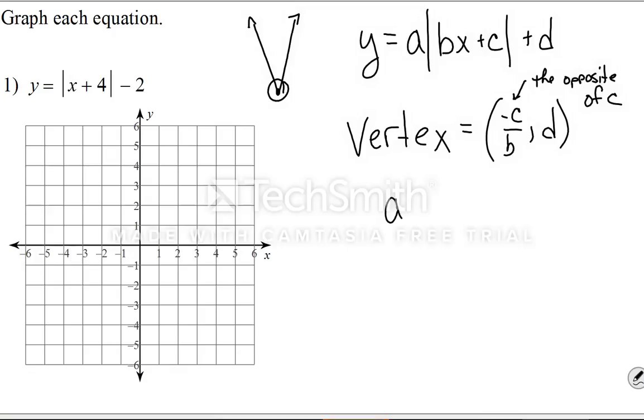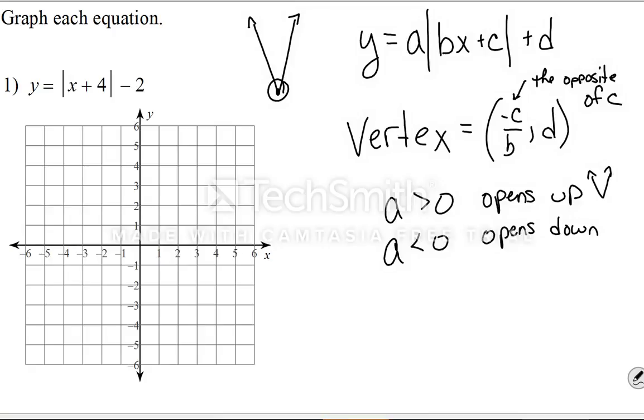The a, if it's positive, that means the graph opens up. Okay, so it looks like an actual V. If the a is less than 0, then it opens down, and then it looks like an upside down V. So this is a right side up V. This one is an upside down V.